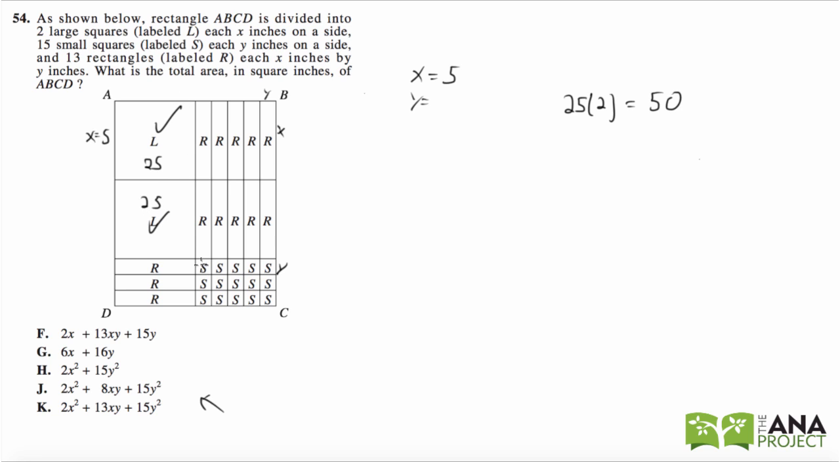So we're done with the L's. And then S, each square S has a side of Y. Well, let's say Y equals 1. So if this is 1, that means it's 1 by 1. So each of these S's have an area of 1, all of them. And we know that there are 15 small squares labeled S. So 15 times 1 is 15. So now we're up to 50 plus 15, that's 65.